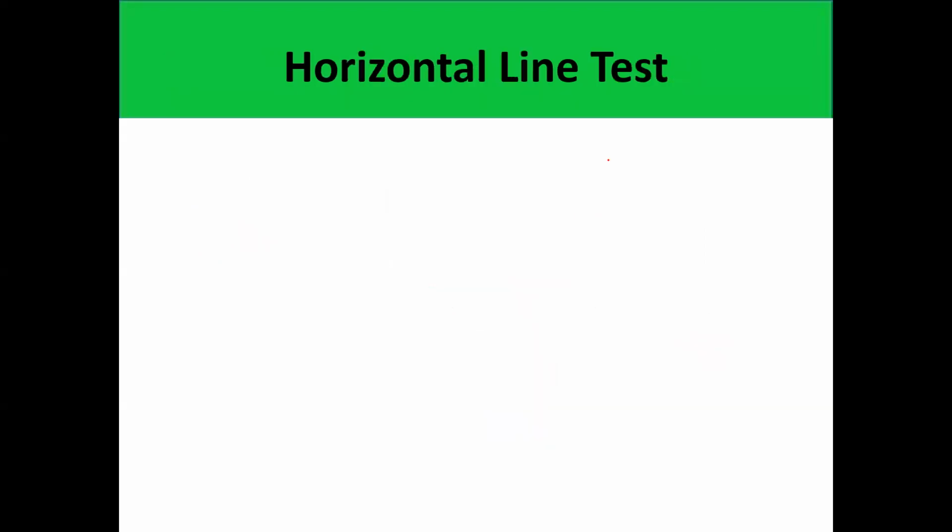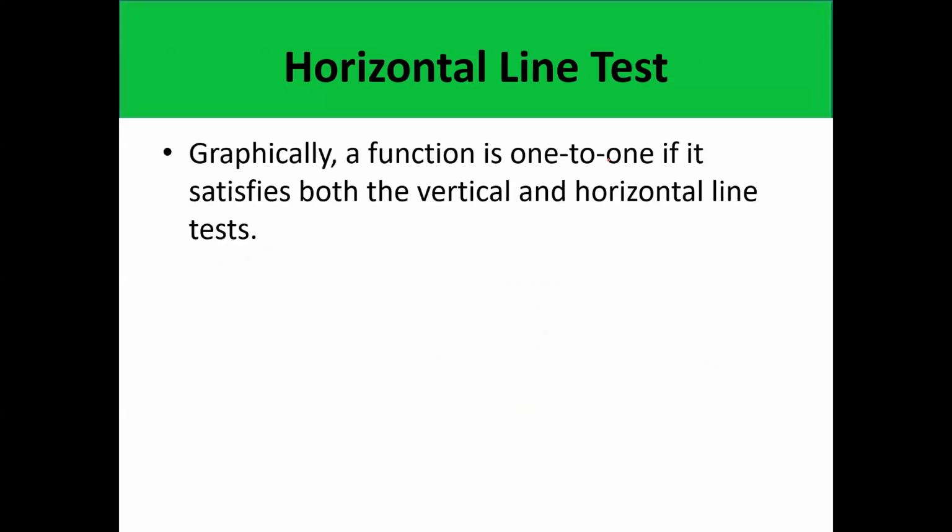How about whenever we have a graph of a function? How do we know if it is a one-to-one function? So it is through the horizontal line test. So graphically, a function is one-to-one if it satisfies both the vertical and horizontal line tests. So it should pass the vertical line test because it is a function, and it should pass the horizontal line test to determine if it is one-to-one.